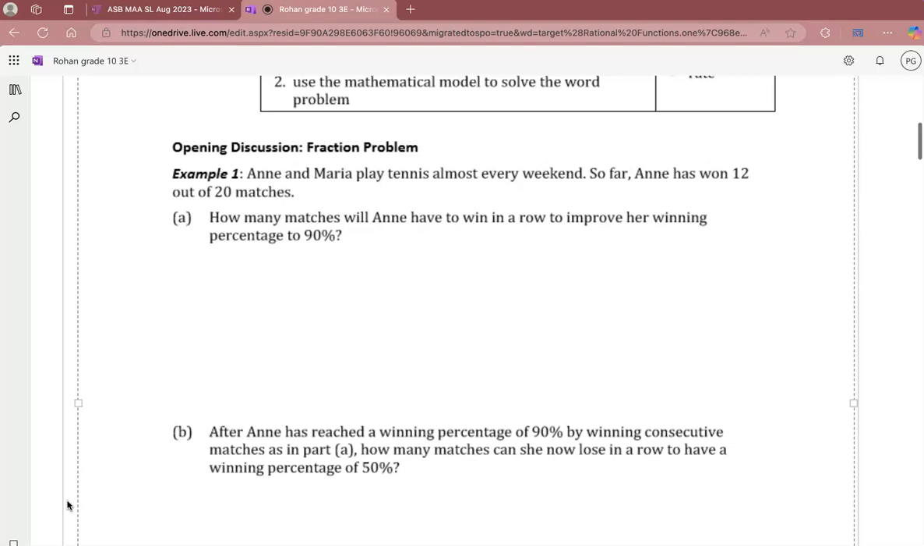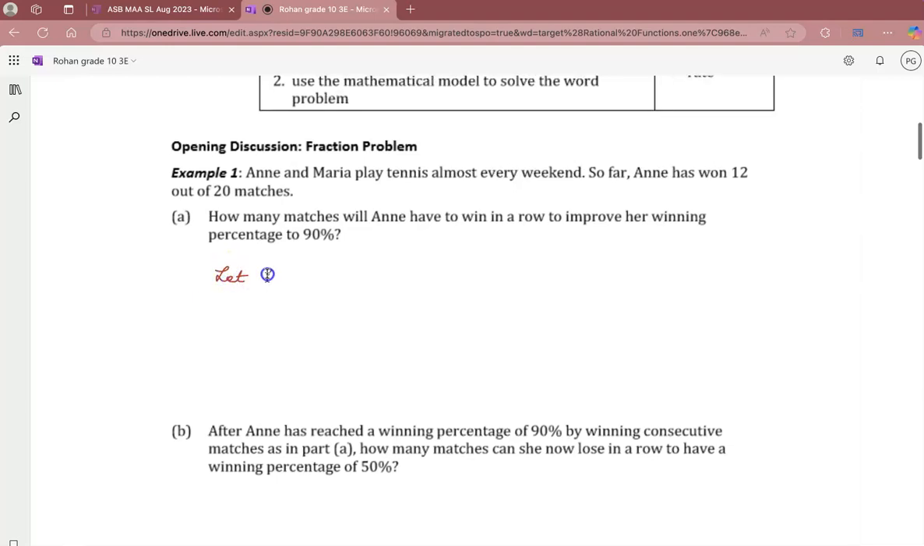Okay. So you would write 12 upon 20. No, 12 upon 20, that's the initial percentage. But what will you do over here? You want 90%. So you can say, let Anne win X more matches.